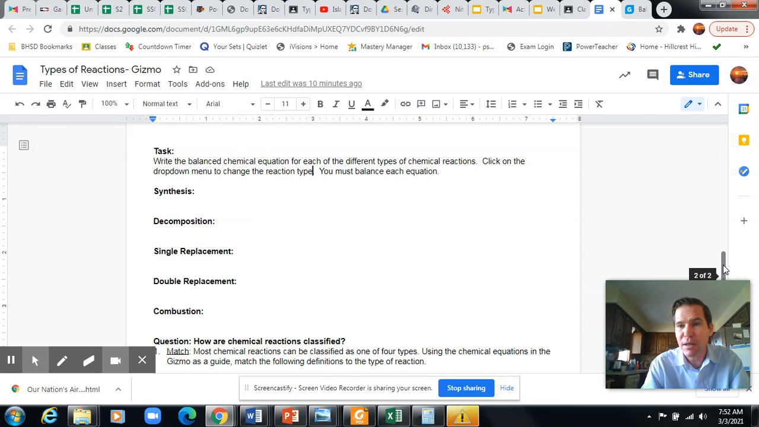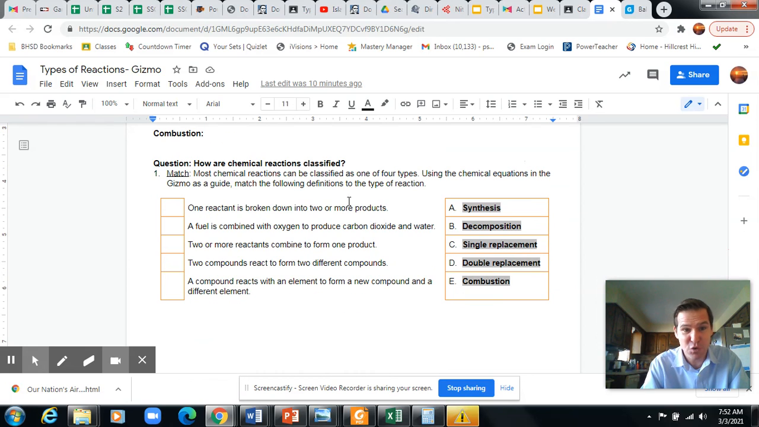Then the last part here is basically just to read these little descriptions and say whether it's synthesis, decomposition, single, double, or combustion. I hope this helped. Let me know if you've got questions.